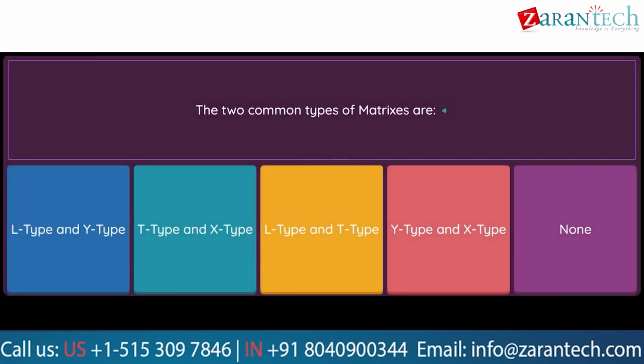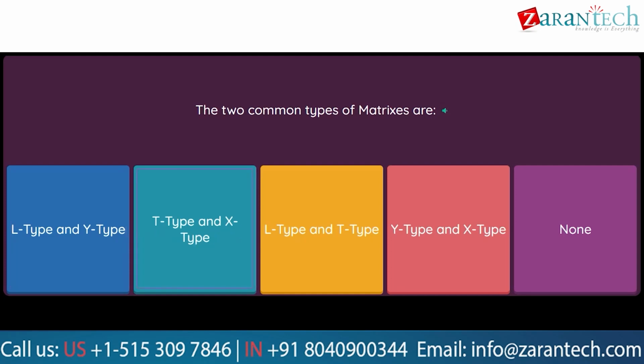Question, the two common types of matrices are. Option 1, L-type and Y-type. Option 2, T-type and X-type. Option 3, L-type and T-type. Option 4, Y-type and X-type. Option 5, none.